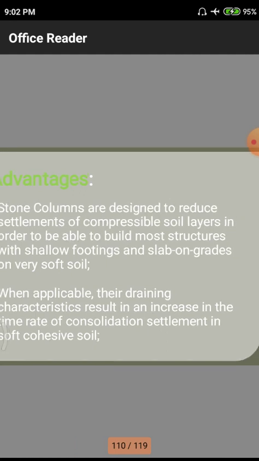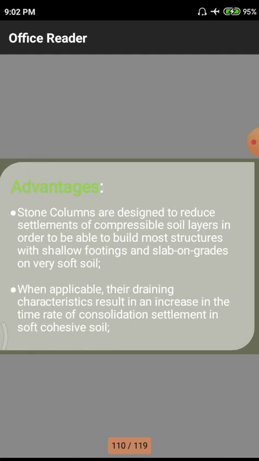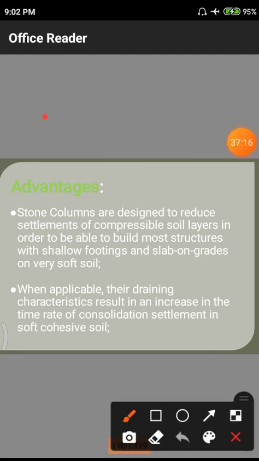What are the advantages of the construction of these stone columns? Stone columns are designed to reduce settlements of compressible soil layers, in order to build most structures with shallow footings and slabs on grade on these soft soils. What is a settlement? Whenever a huge amount of force is applied on a particular soil, there may be a settlement in terms of decrement of volume.